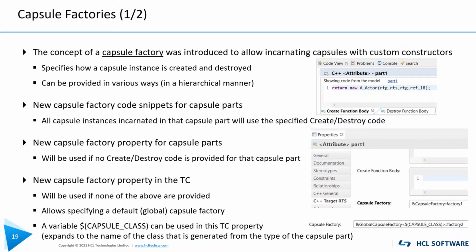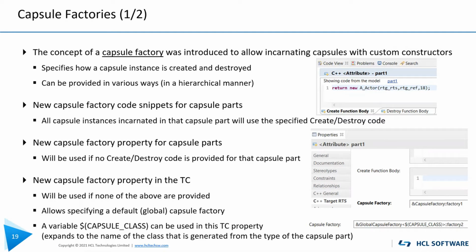The first is with the help of code snippets. For capsule parts, we have introduced new code snippets. As you see in this screenshot, we have this create function body and the destroy function body. They are the two new properties for capsule parts.